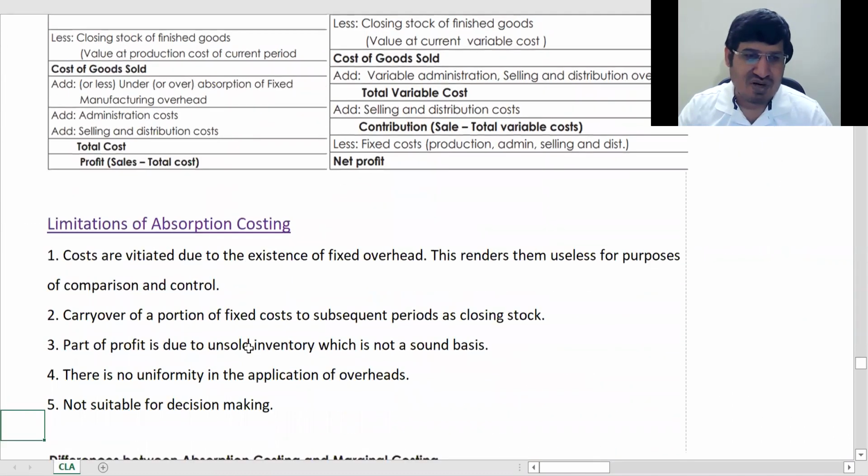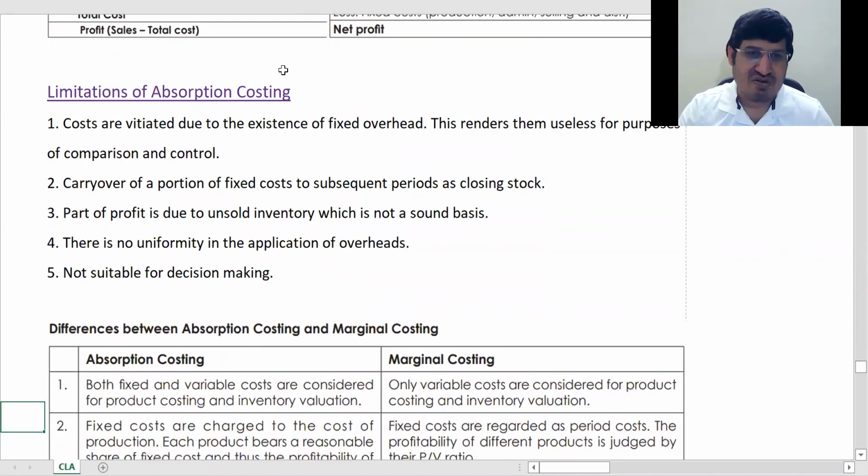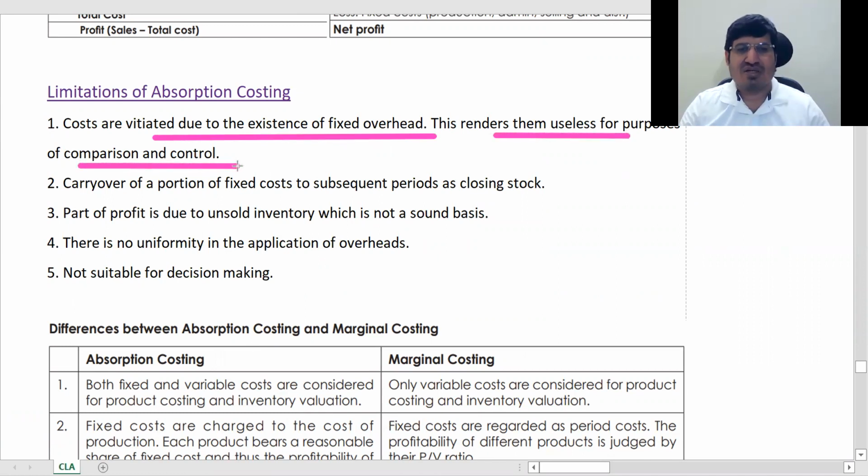So now we will do these limitations of absorption costing. Costs are vitiated due to the existence of fixed overhead. So it renders them useless for comparison and control. For decision making purposes, fixed cost is a committed cost, and decisions are made based on relevant costs.